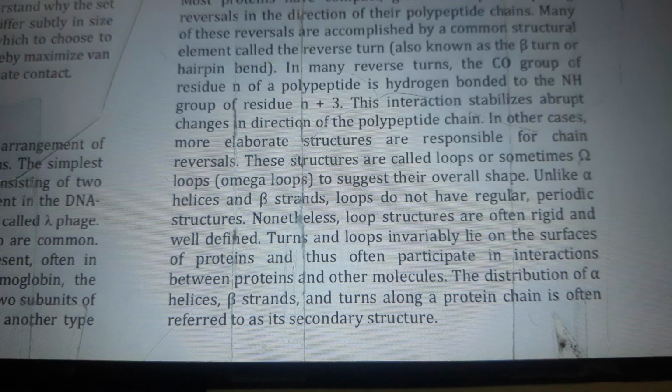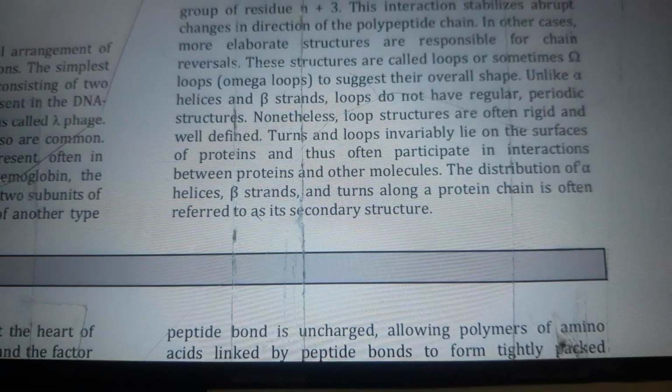Reverse turns. Most proteins have compact globular shapes requiring reversals in the direction of their polypeptide chains. Many of these reversals are accomplished by a common structural element called the reverse turn, also known as a beta turn or hairpin bend. In many reverse turns, the CO group of residue N of a polypeptide is hydrogen bonded to the NH group of residue N+3. This interaction stabilizes abrupt changes in direction of the polypeptide chain.